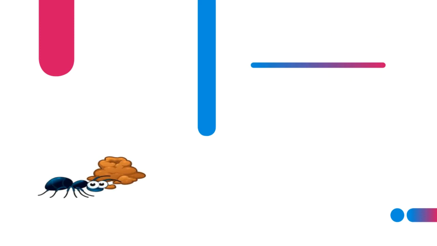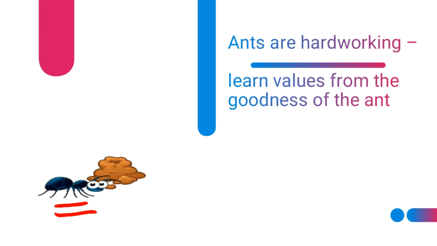Dear children, have you all seen this picture? Can you see the picture here on the screen? What is this? It's an ant, isn't it? As soon as you see the picture, what comes to your mind? Ants. What do you know about the ants? Yes, ants are hardworking, isn't it, children? All the time, we human beings are inspired by the ants because of their hard work. In this poem, we are going to learn certain values from the goodness of the ants.